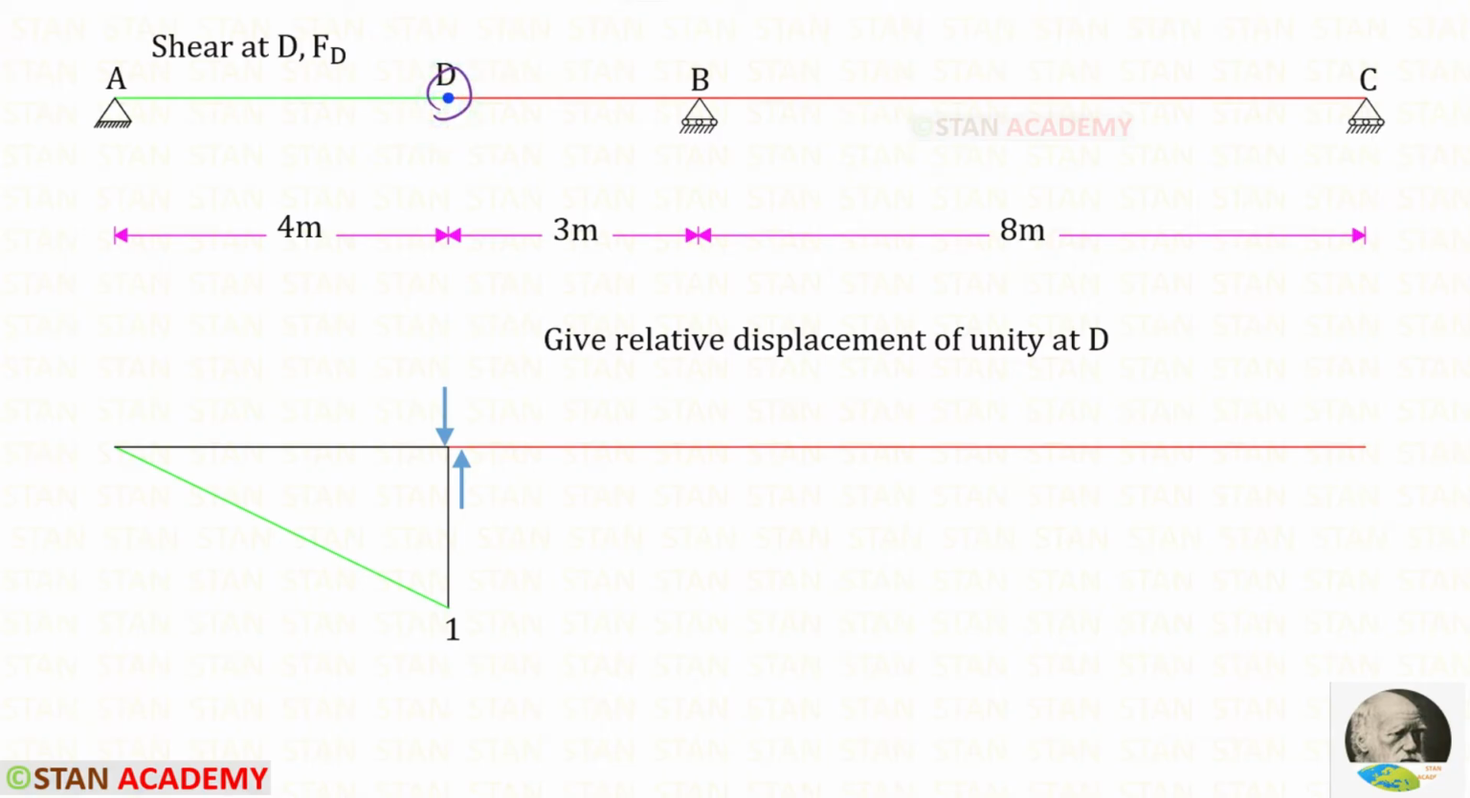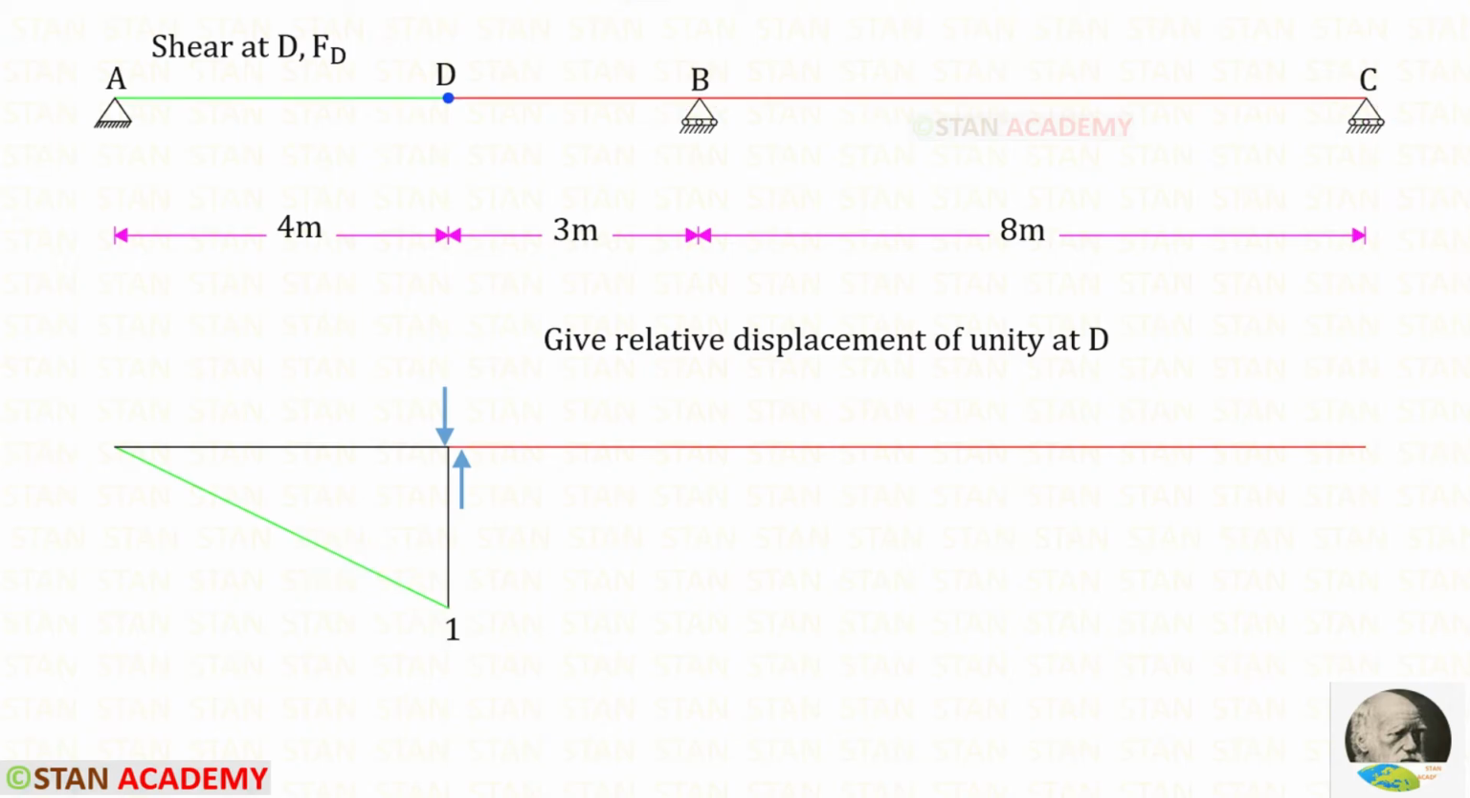We need to give relative displacement of unity in the point D, left side downwards and on the right side upwards. But on the right side, we cannot move the segment DBC. We know that in the point B there is RB and in the point C there is RC. So the displacement will be 0. In this case, DBC will not move upwards. Only the segment AD will go in this way.